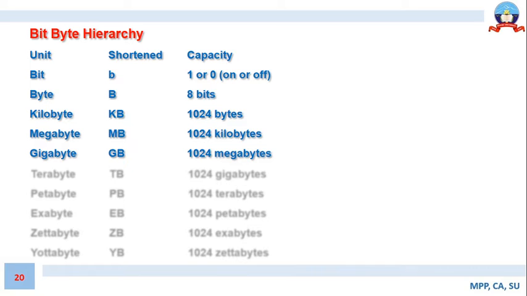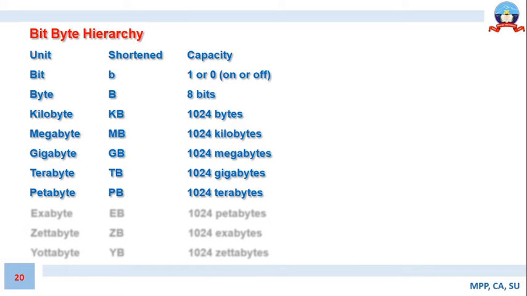Now likewise we have gigabyte. Gigabyte is represented by GB. So 1024 megabyte is equal to 1 gigabyte. Likewise you have terabyte. Terabyte is represented by TB. So 1024 gigabyte is equal to 1 terabyte. Again I repeat it. 1024 gigabyte is equal to 1 terabyte.